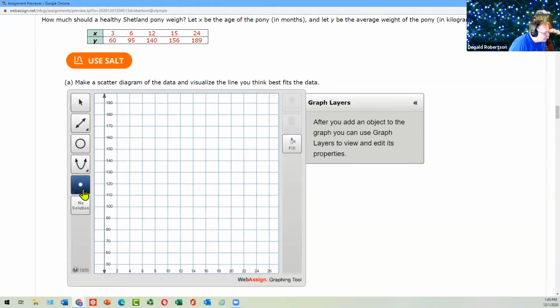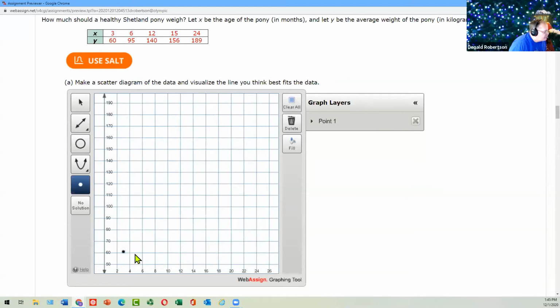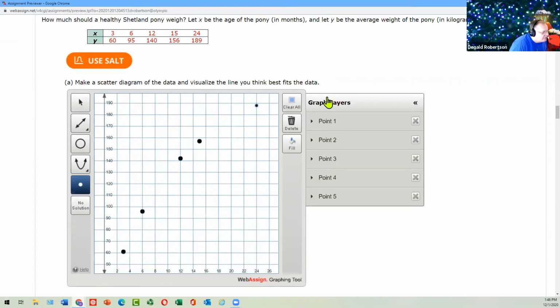360, hit the dot, go. 360, 695, 12,140, 15,156. And lastly, 24,189. Now, you might think they are good. I know they're not. These are kind of at starting positions.